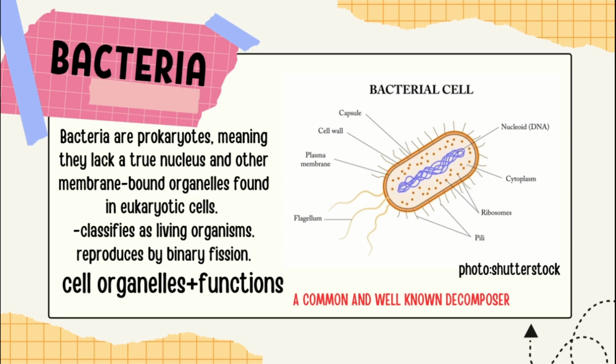And if we're talking about membrane bound organelles, we know that those would be the nucleus, the mitochondria, and in the case of plant cells, chloroplasts and vacuoles. Those are membrane bound organelles. In bacteria, there are no membrane bound organelles, right? So basically they are living because bacteria can reproduce and they can grow.